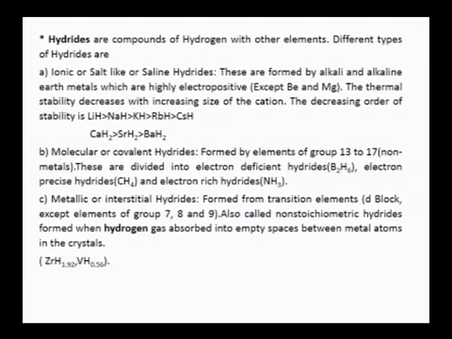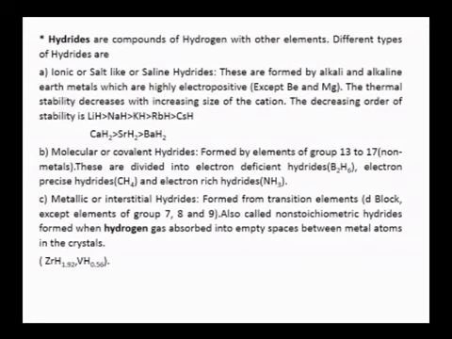And hydrides are the compounds of hydrogen with other elements. We have different types of hydrides. The first one is ionic, or salt-like, or saline hydrides. These are normally formed by the reaction of alkali and alkaline earth metals, I mean to say the elements of group 1 and 2, which are highly electropositive, and the thermal stability of these hydrides, alkali metal hydrides as well as alkaline earth metal hydrides, decreases from lithium hydride to cesium hydride in alkali metals and CaH2 to BaH2 in alkaline earth metals.